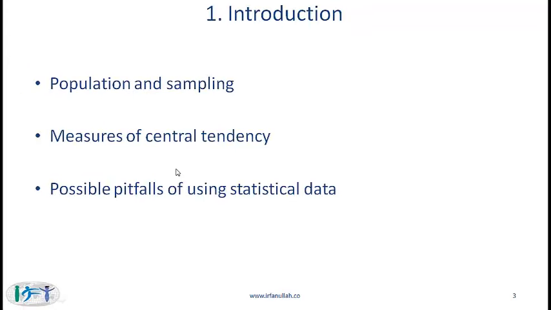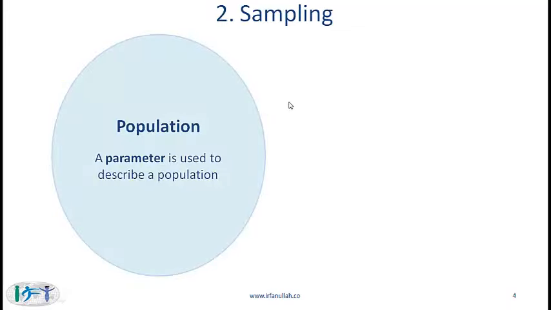Essentially, we'll talk about how to use sample data to estimate population parameters, and our main focus will be on the population mean, generally denoted by mu. Let us understand the basic concept of sampling.